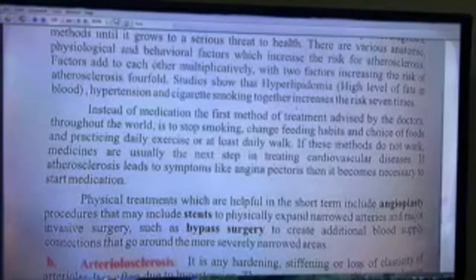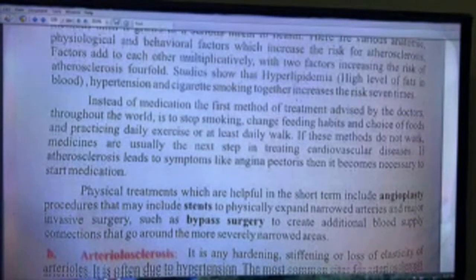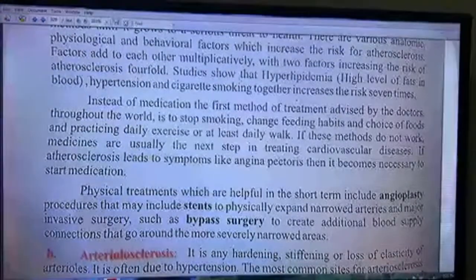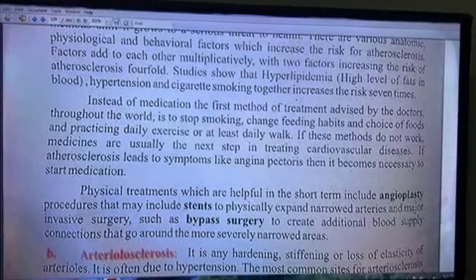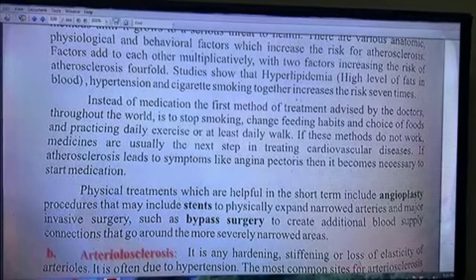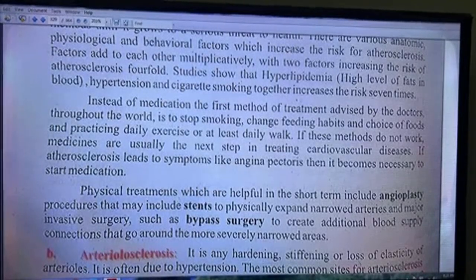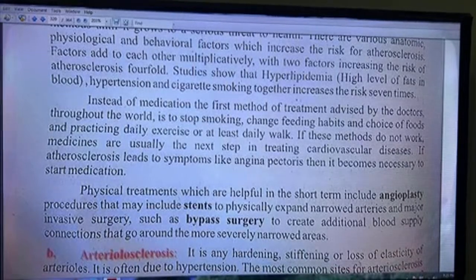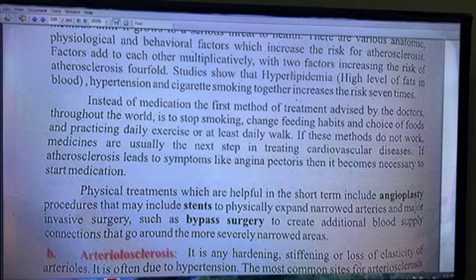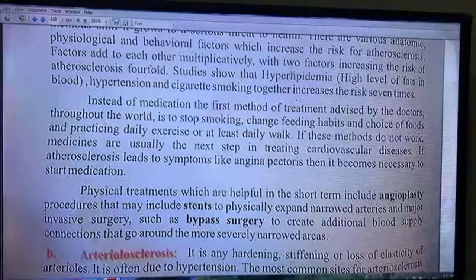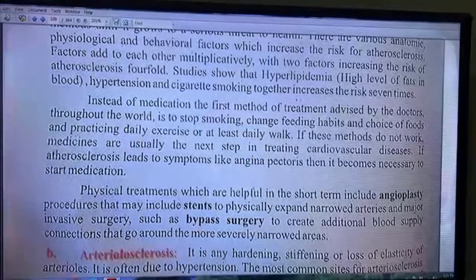There are various anatomic, physiological, and behavioral factors which increase the risk for atherosclerosis. These factors add to each other multiplicatively, with two factors increasing the risk of atherosclerosis fourfold. Studies show that hyperlipidemia, high level of fats in blood, hypertension, and cigarette smoking together increase the risk 7 times.